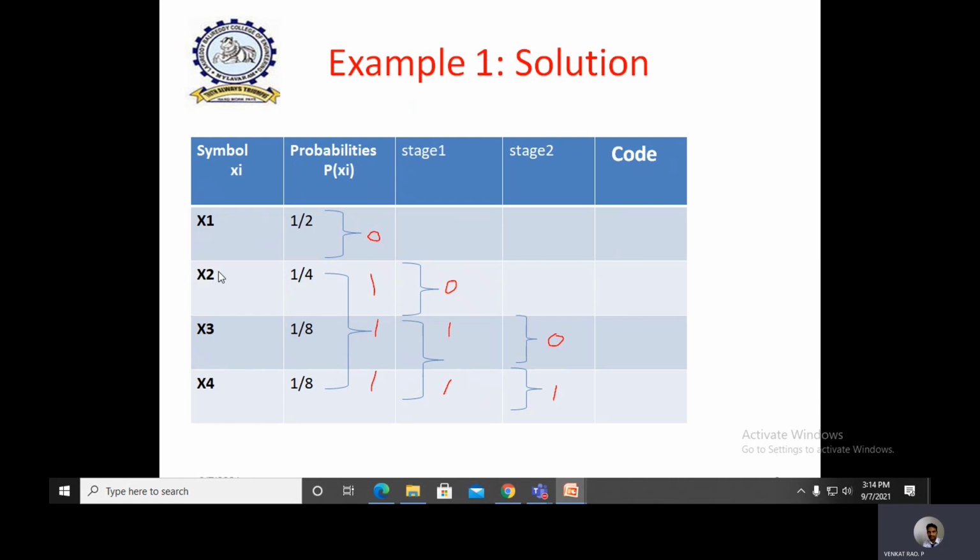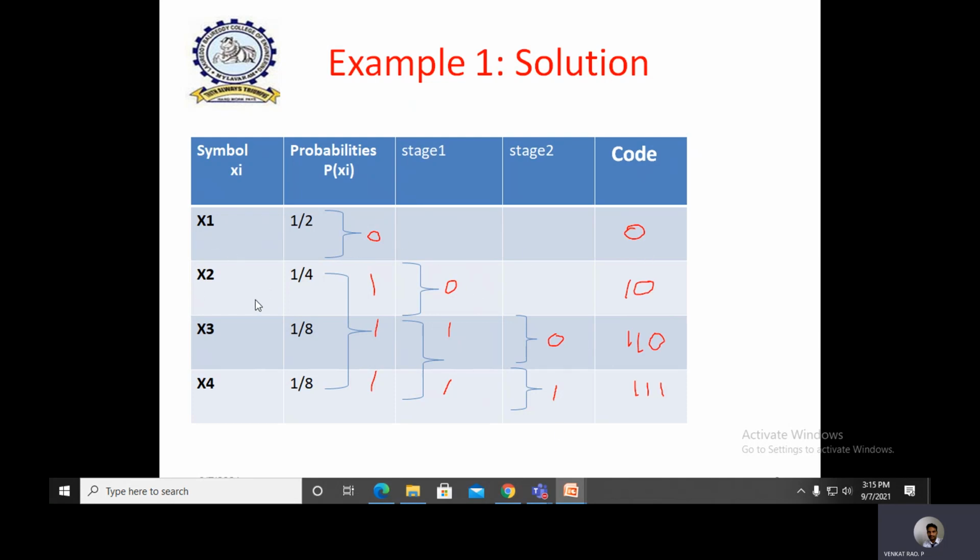So the code for x2 after implementation of Shannon-Fano coding is directly written as the order of ones and zeros assigned to this x2. That means 1, 0 is the code for x2. Similarly, for x3, the code is 1, 1, 0. So it's a very simple, direct way of writing the code. So let us see what are the codes for each symbol.